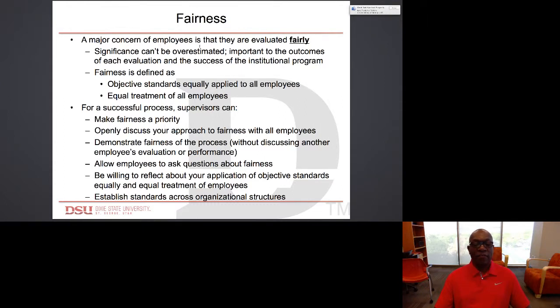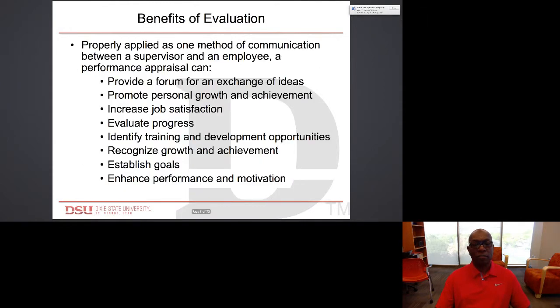For a successful process, supervisors can do the following: make fairness a priority, openly discuss your approach to fairness with all employees, demonstrate fairness of the process without discussing other employees' evaluations or performances, allow employees to ask questions about fairness, and be willing to reflect on your application of objective standards equally and equal treatment of employees. Establish standards across organizational structures, very important.